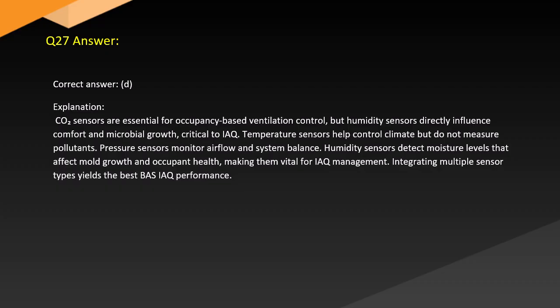Answer. Correct answer, D. Explanation. CO2 sensors are essential for occupancy-based ventilation control, but humidity sensors directly influence comfort and microbial growth, critical to HVAC. Temperature sensors help control climate but do not measure pollutants. Pressure sensors monitor airflow and system balance. Humidity sensors detect moisture levels that affect mold growth and occupant health, making them vital for HVAC management. Integrating multiple sensor types yields the best HVAC performance.